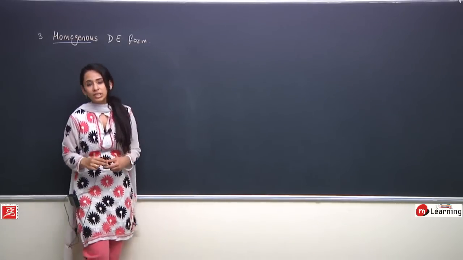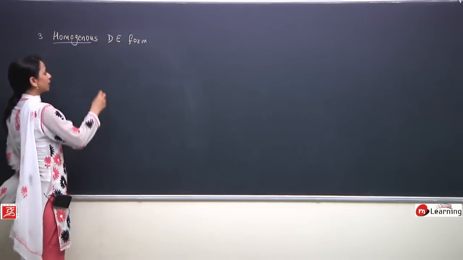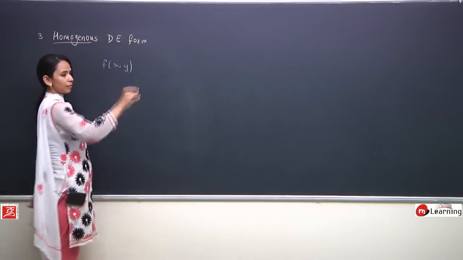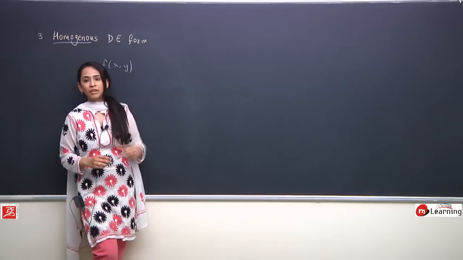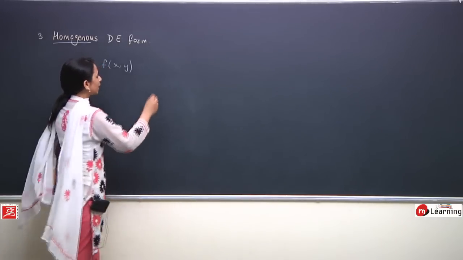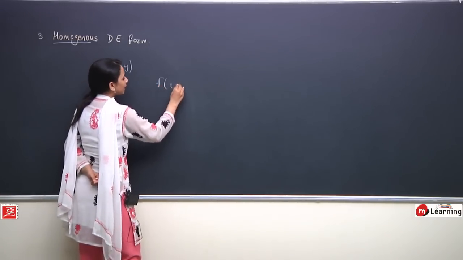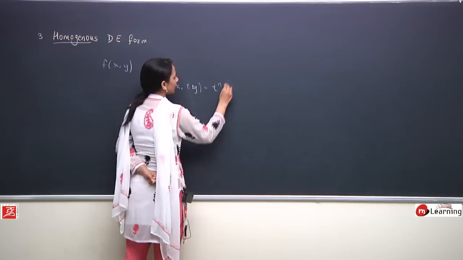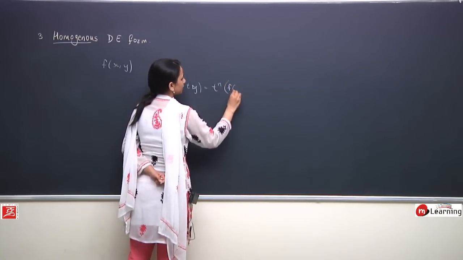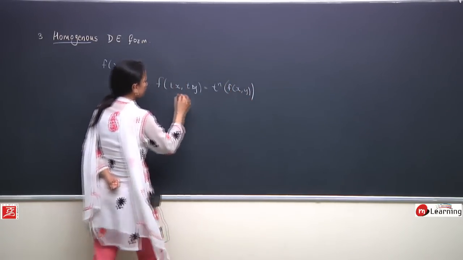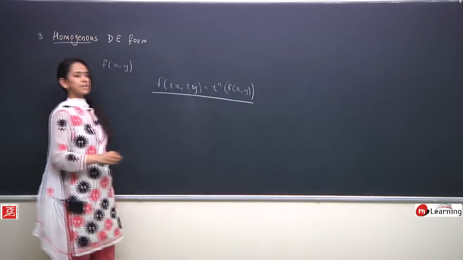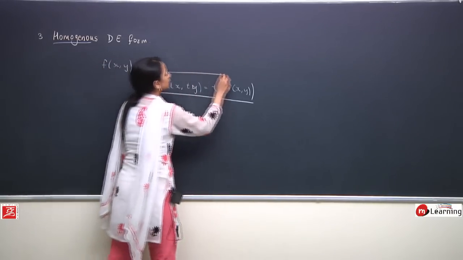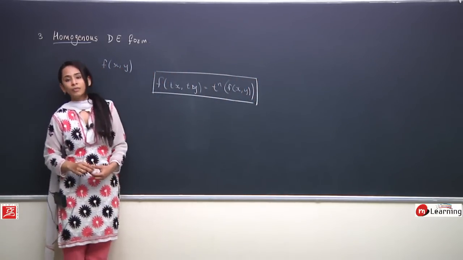सबसे पहले ये समझते हैं कि homogeneous equation हम किससे कहते हैं. So the definition says a function of the form f of xy is said to be a homogeneous equation of degree n when f of tx ty is equals to t to the power n f of xy. So if f of tx ty is equals to t to the power n f of xy, then f of xy is said to be a homogeneous equation of degree n.